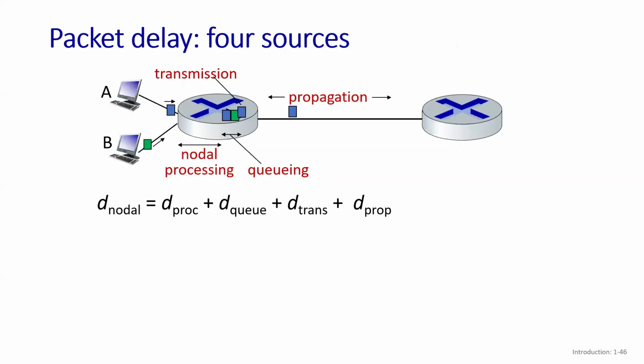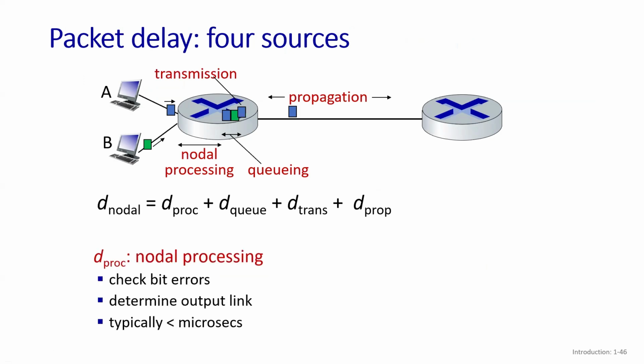There are basically four types of delays in total. There's a processing delay, we call it dproc. There's a queuing delay, dq. There is a transmission delay, and then we have the propagation delay. Let's have a look at how these delays are different from each other.